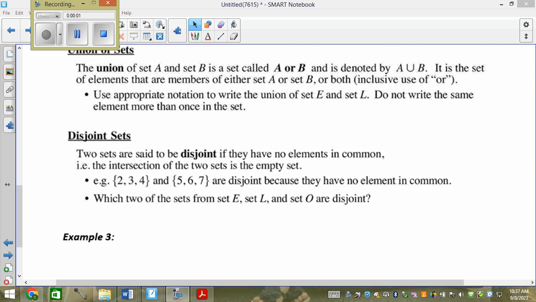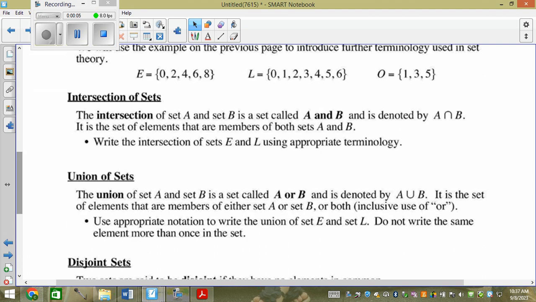We talked about intersections of sets. Intersection of sets was this symbol up here. And remember I said if you can make the word "and" out of it, it's "and", so it would have to be in both.